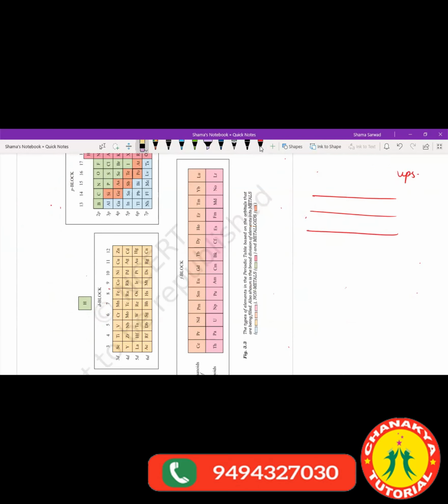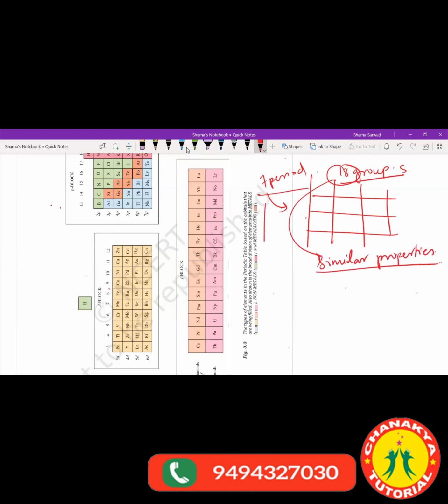So in the modern periodic table, the horizontal rows are called periods and the vertical lines are called groups. There are 7 periods and 18 groups in the periodic table. Among these 18 groups, in each and every group, the elements present have similar properties, right? And the number of periods is 7, and each period has a different number of elements.